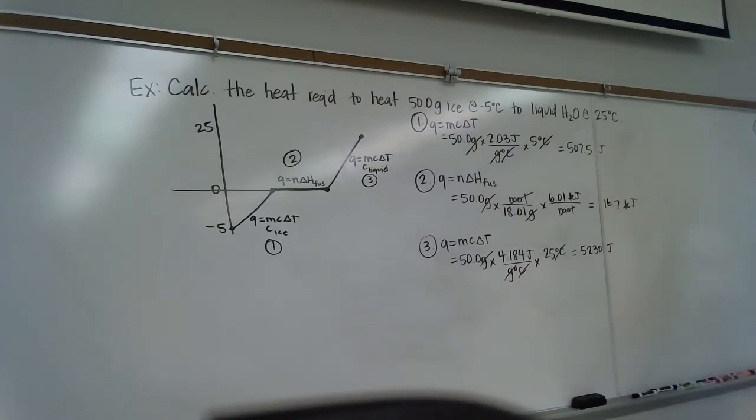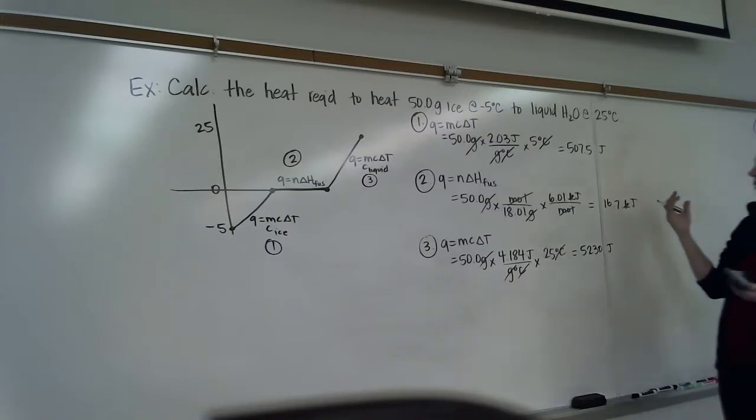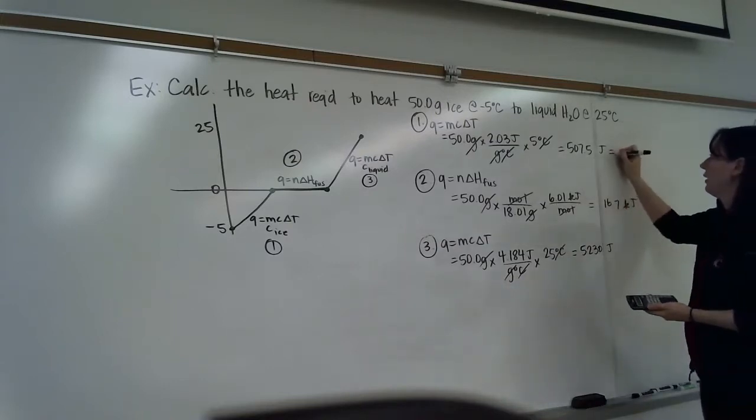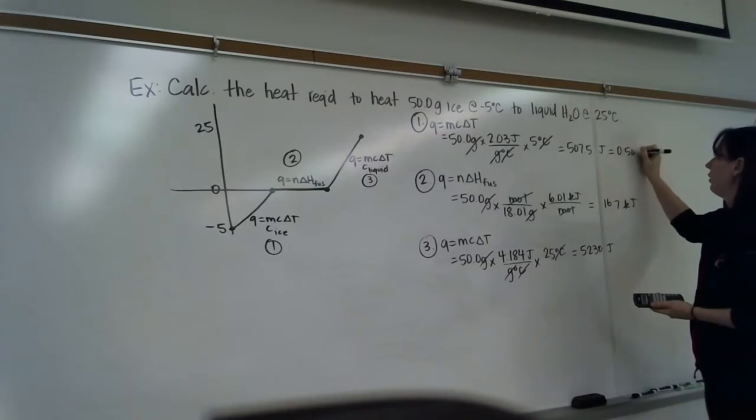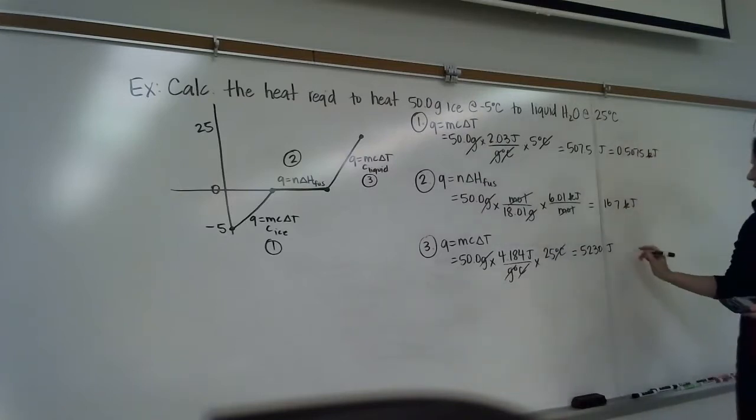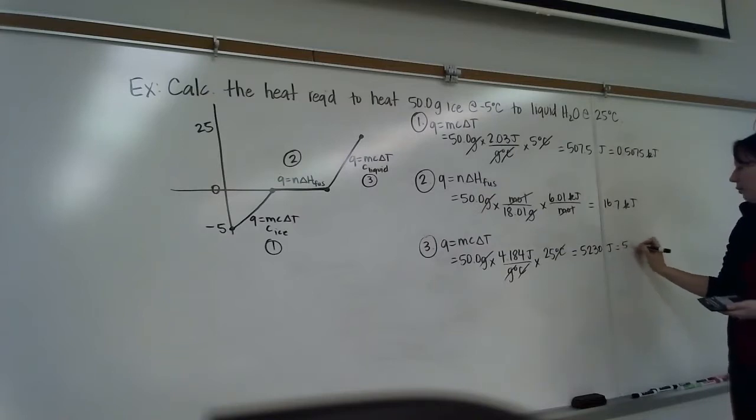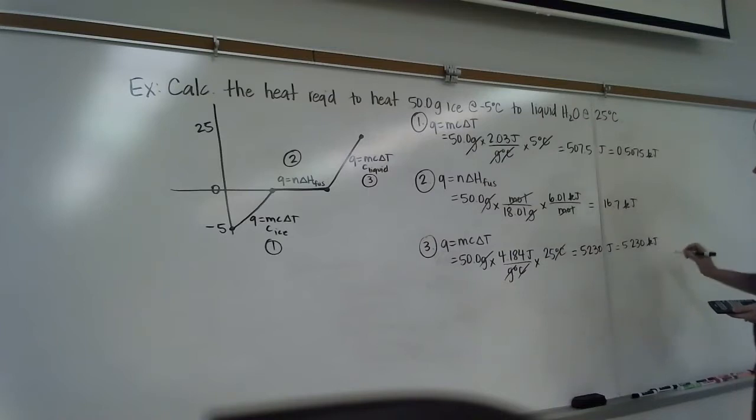Makes no difference to me. Kilo. I like kilojoules too, smaller numbers. So if we divide by 1,000, move the decimal 3 to the left, that'll be 0.5075 kilojoules. That's already in kilojoules. And this would be 5.230 kilojoules.